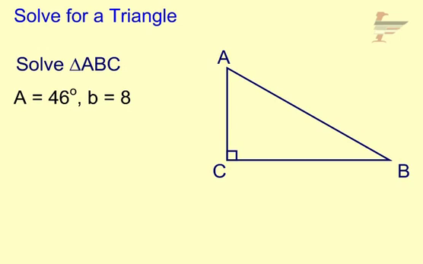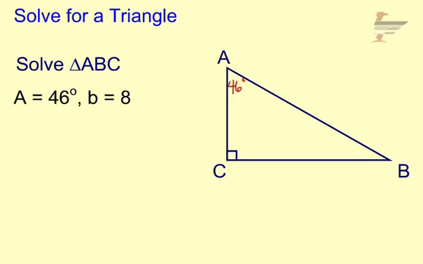So here we're asked to solve for a triangle. To solve triangle ABC, we want to find all missing sides and all missing angles. We'll be given a couple things about the triangle. We know angle A is 46 degrees, so we can go ahead and label that in here. And we know side B is 8.